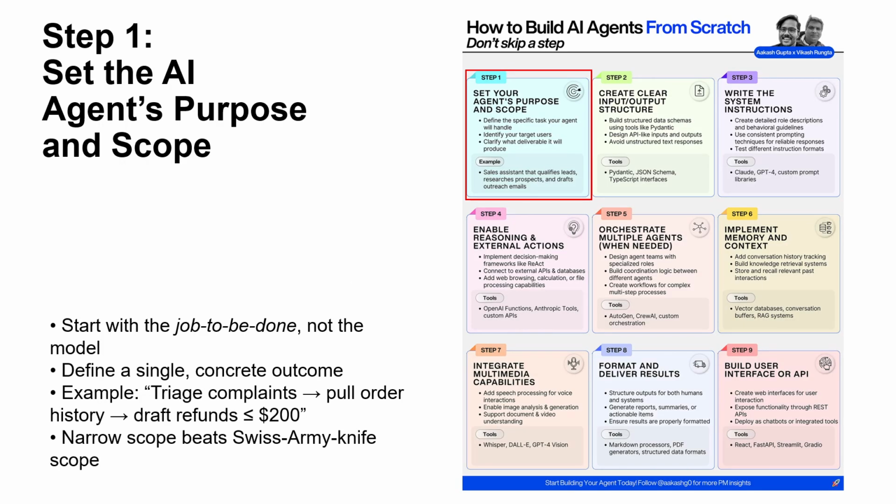Before touching models, anchor on a specific outcome. Who is the user and what do they need done end to end? A vague AI assistant for support becomes a crisp flow: ingest complaint, fetch order data, propose refund under $200. Tight scope improves reliability. Let us measure success and keep costs under control. If it feels like a Swiss Army knife, it's too broad. Shrink it.